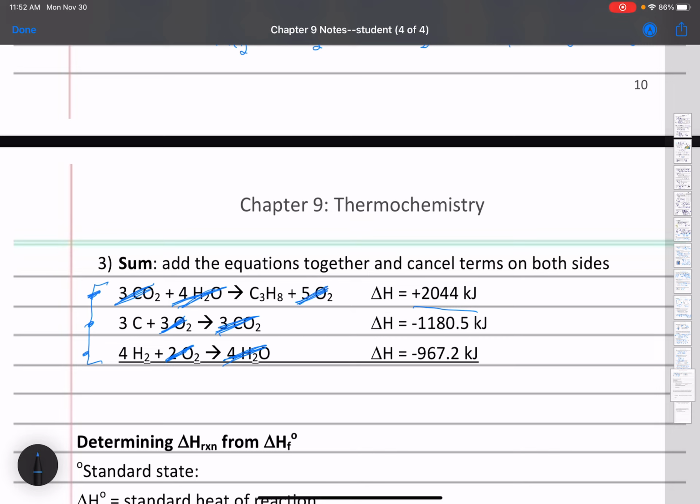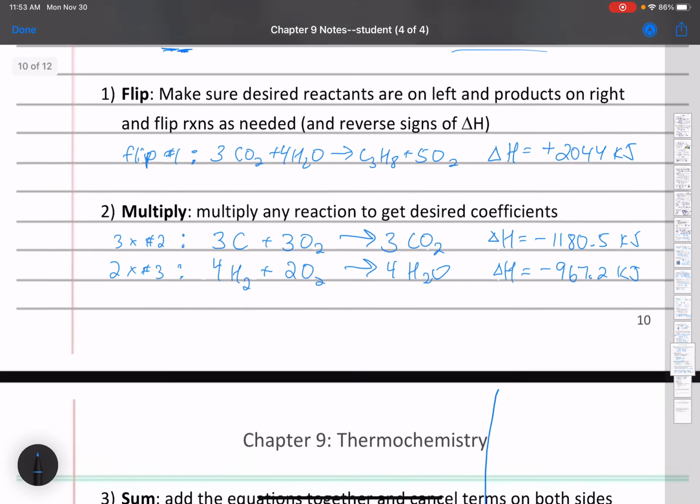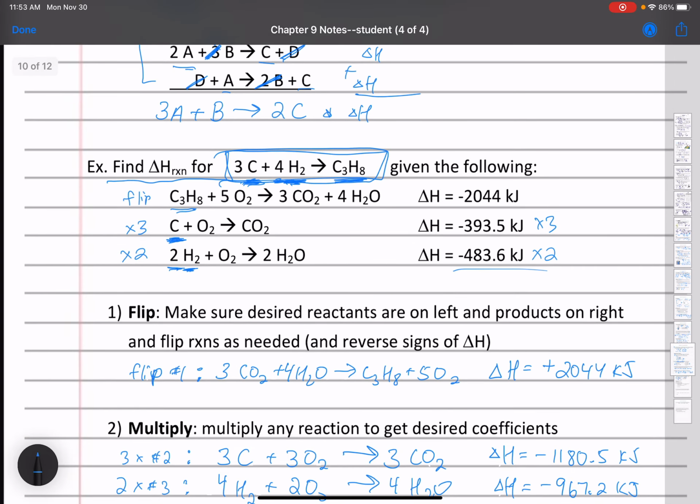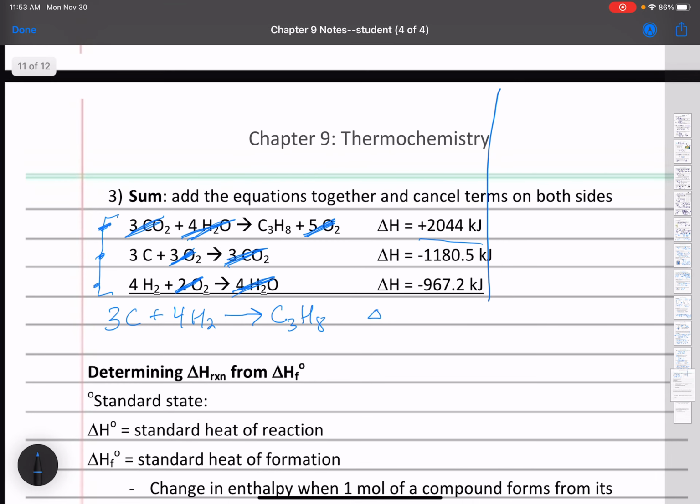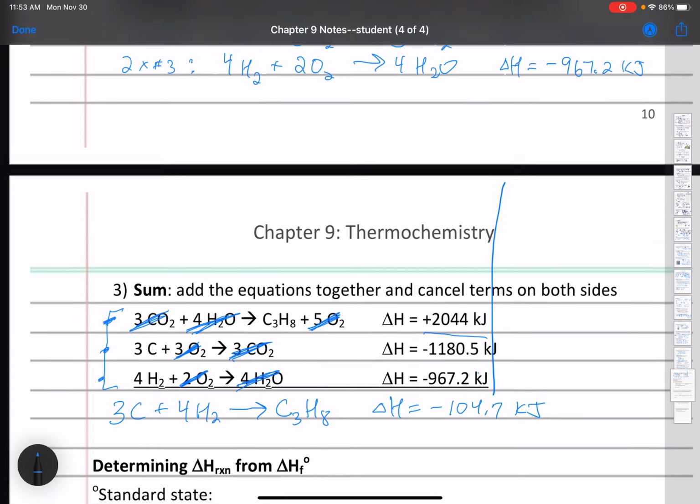And what I have left is 3 carbons plus 4 hydrogens reacts to form 1 propane, which was the equation that I desired here. So I did get that desired equation. And so the delta H for that equation as written is just the sum of these 3 numbers here, which ends up being negative 104.7 kilojoules.